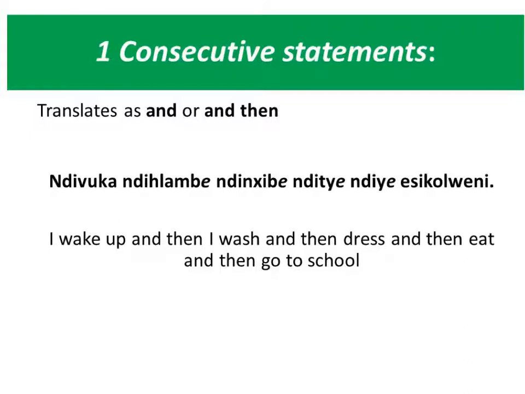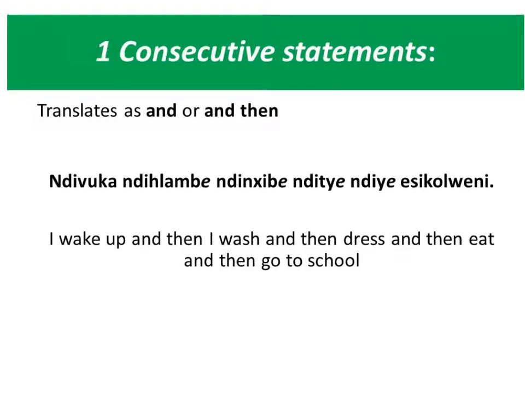So for example, in the sentence here where we're going to say, I wake up and then I wash and then I dress and then eat and then go to school, you will notice that the subject concord is connected still to each of those actions. But your first verb is still in the normal, what we call the indicative form, ndivuka. But all the verbs that follow end on an E. So ndivuka, ndihlambe, ndinxibe, nditye, ndiye esikolweni.